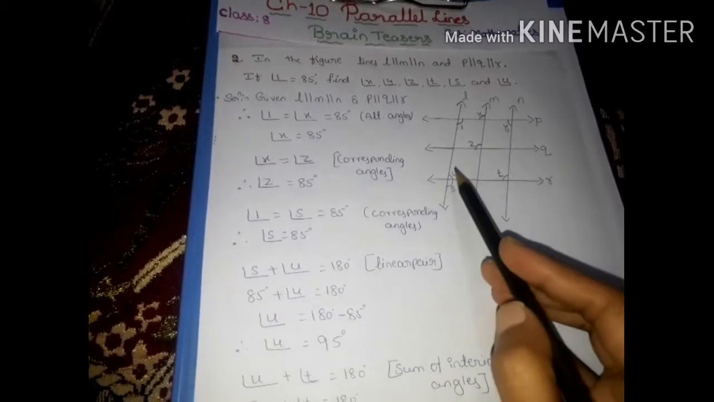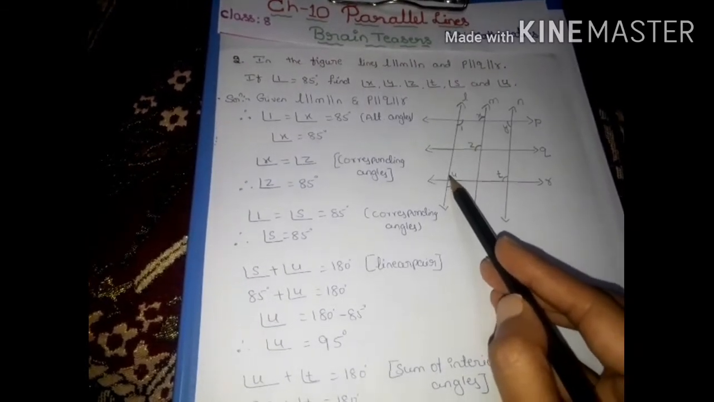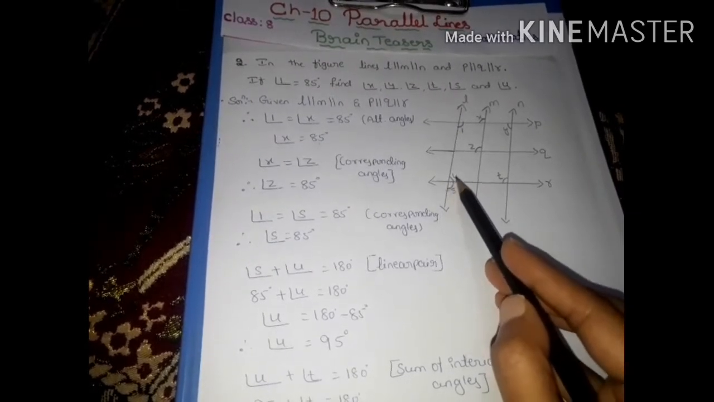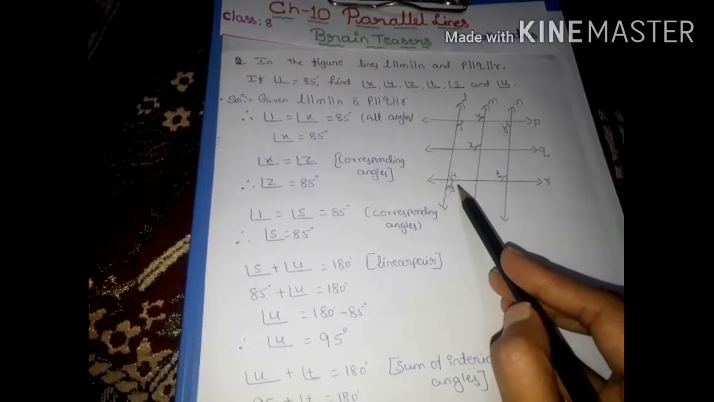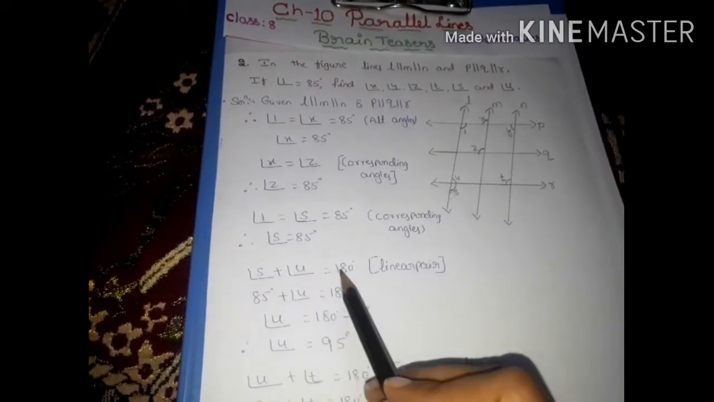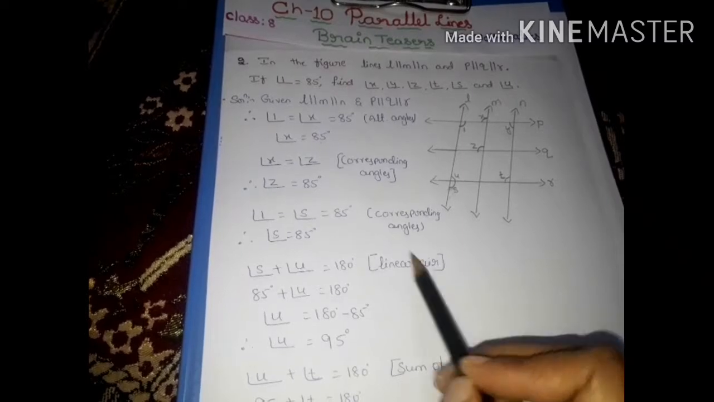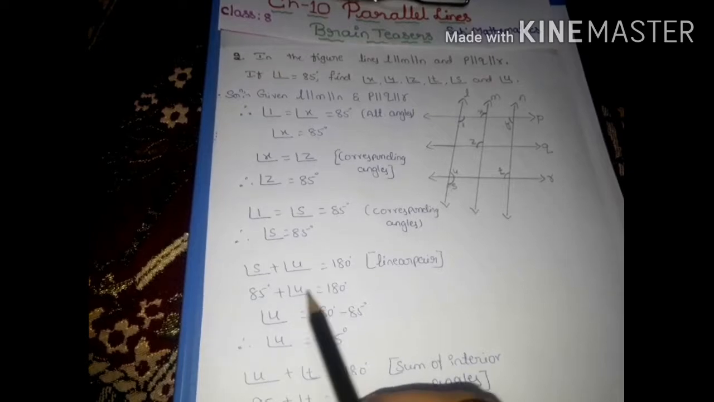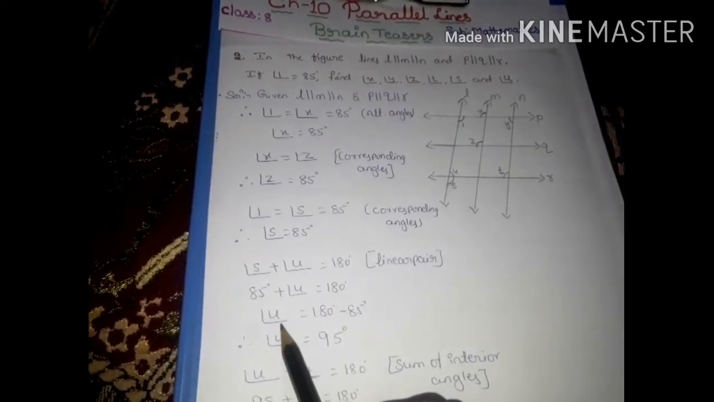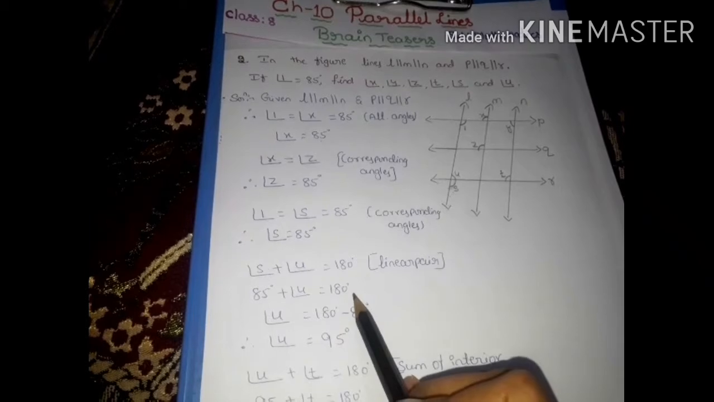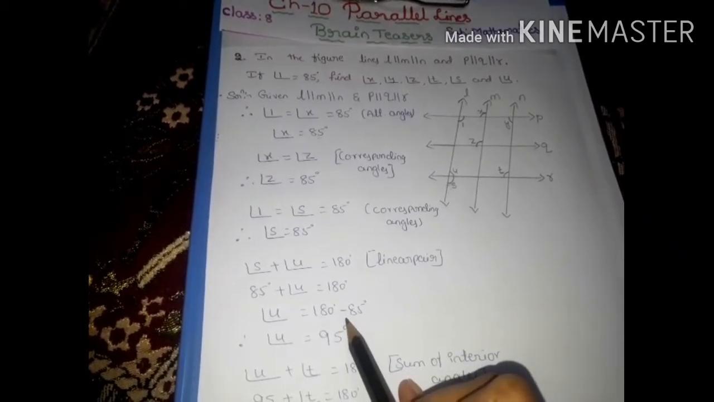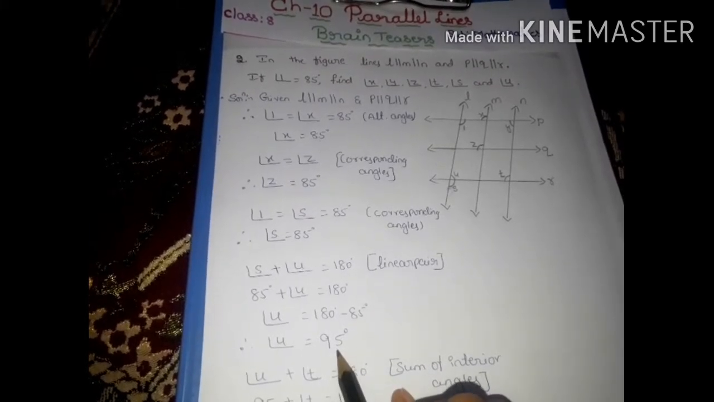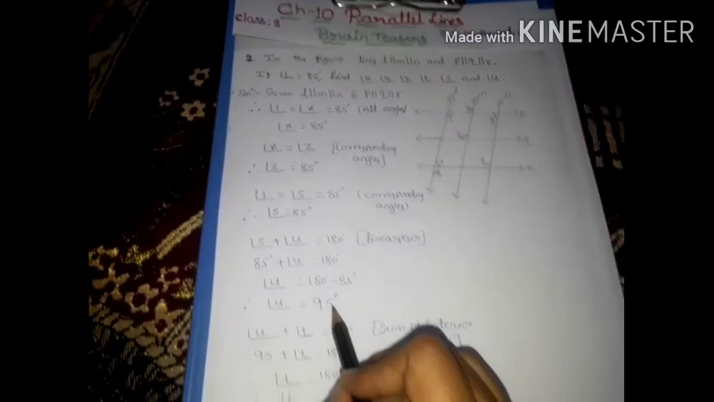Next consider angle U and angle S. These two angles form a linear pair, so the sum of these two angles is 180 degrees. Angle S plus angle U equals 180 degrees because of the linear pair. Angle S we already found is 85 degrees, plus angle U, which we have to find, equals 180 degrees. Take 85 to the RHS, it becomes minus 85. Angle U equals 180 minus 85, which gives 95 degrees. So we got angle U.